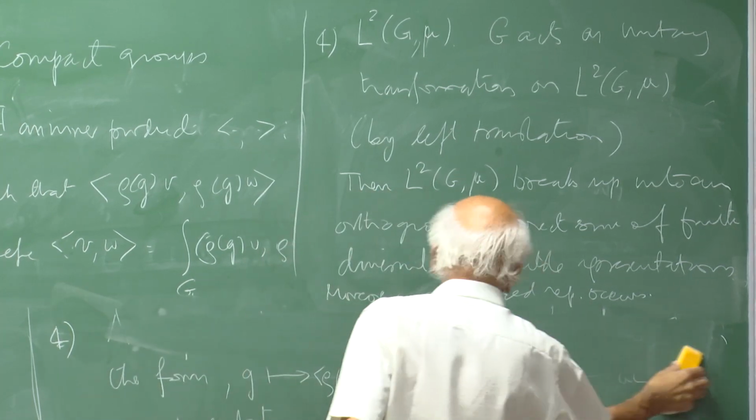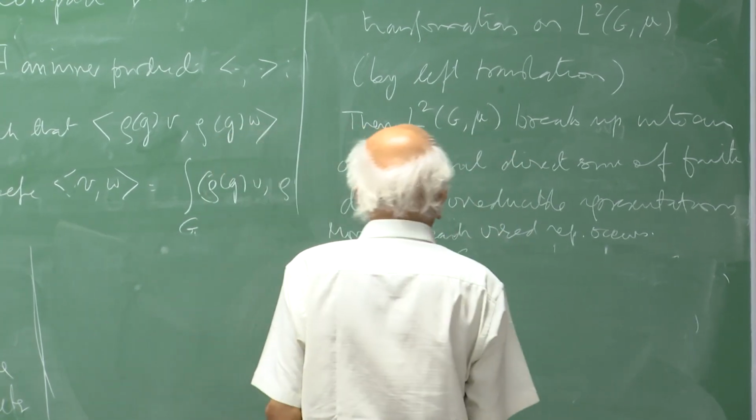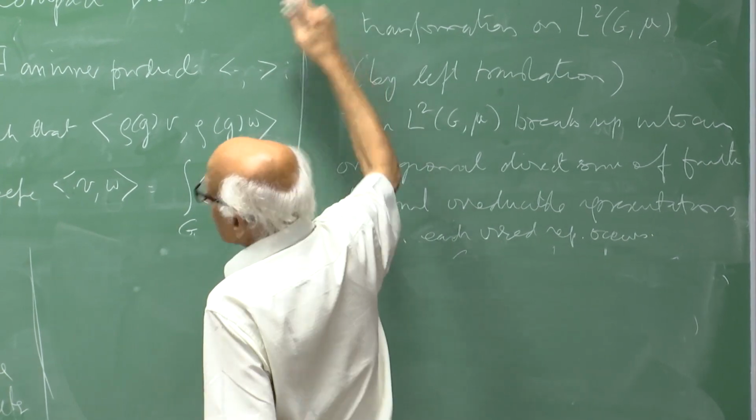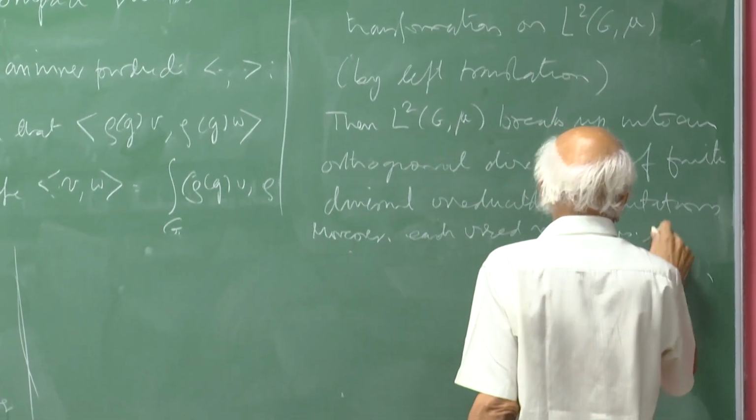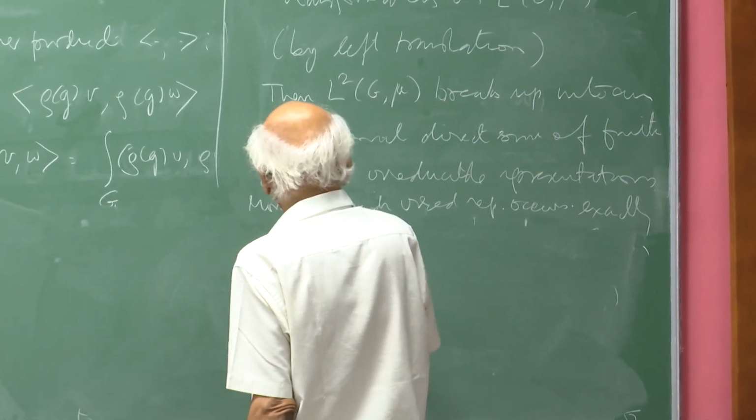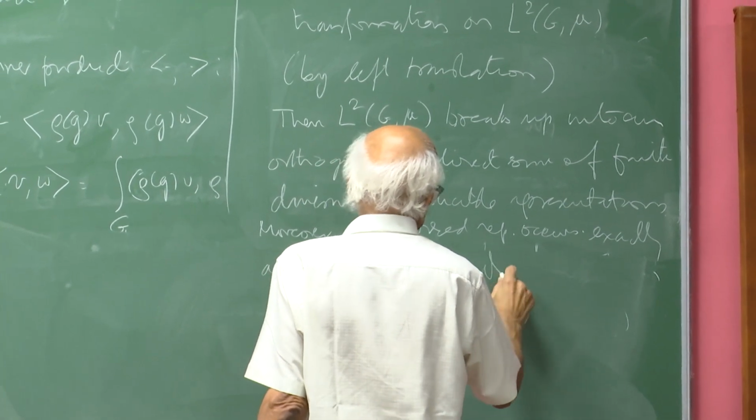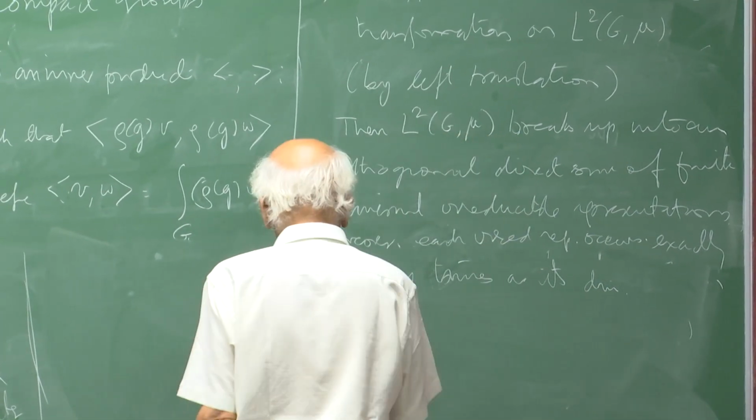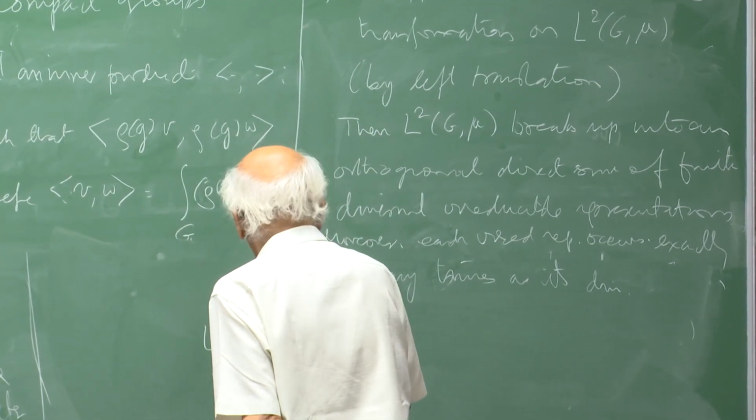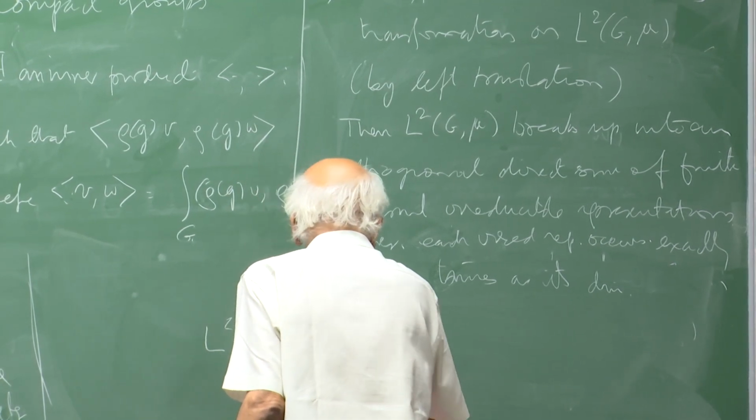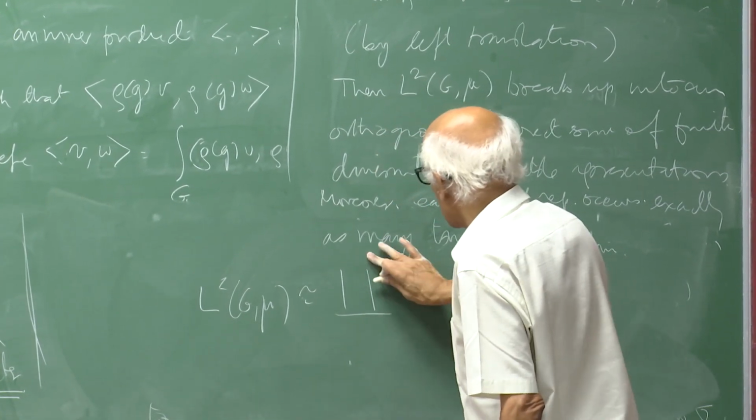Sorry, I didn't want to erase this, but I have no choice really. So this is actually 5. 4 is the orthogonality relations. So moreover, each irreducible representation occurs exactly as many times as its dimension. In other words, L2(G, mu) is an orthogonal direct sum. This is the notation I use for direct sum, and I'll put a perp there to indicate orthogonal direct sum.